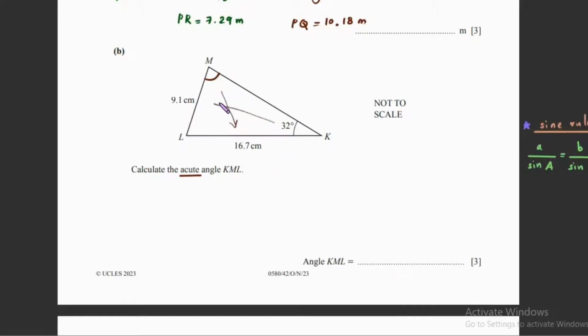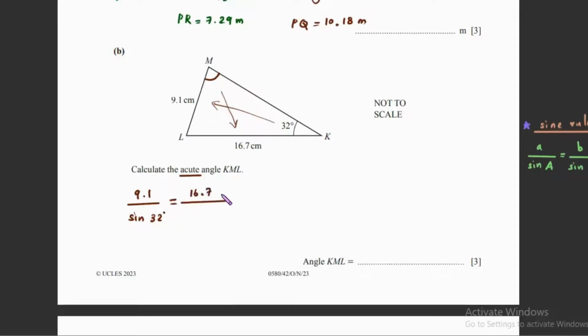Right opposite to this angle, I have 9.1, and this angle is known to us as well, which means I'm going to make use of the sine rule to find the value of M. So according to the sine rule, I can write 9.1 is the side, and I can write that over the sine of its angle. So 9.1, opposite to that, the angle is 32. I need to write it over sine 32. This will be equal to this side, which is 16.7.